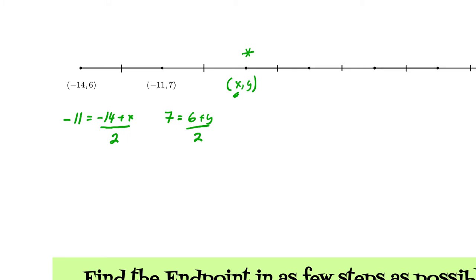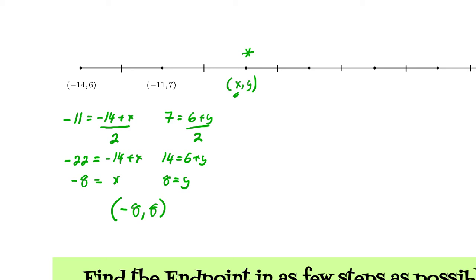I'm going to use mental math this time. 2 times negative 11 is negative 22. Negative 14 plus x. Take the negative 14 across, becomes positive, and my solution is negative 8. Same thing on the y side. 2 times 7 is 14, equals 6 plus y. Mentally now, 14 minus 6 is 8, equals y. So the coordinate is negative 8, positive 8.